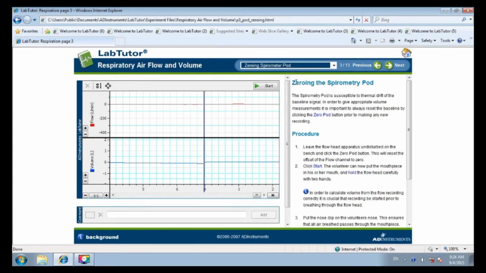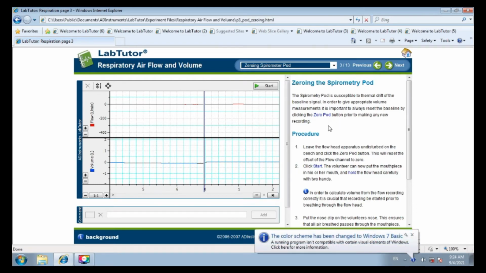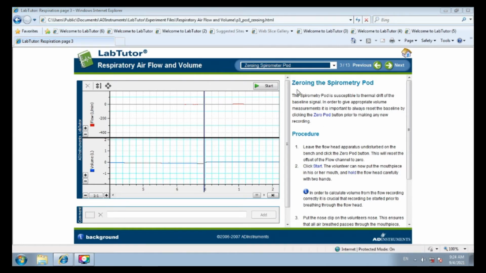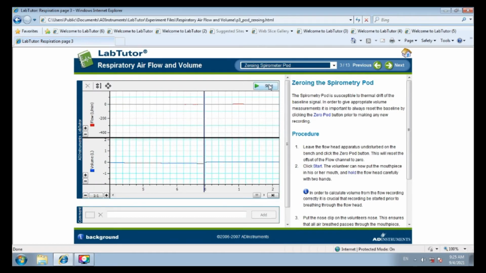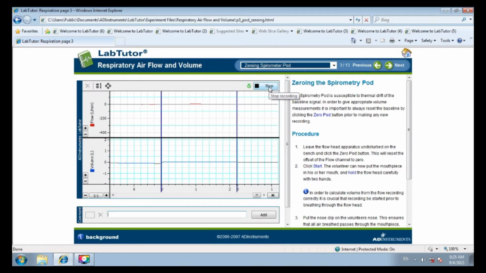At the next page we are seeing the zeroing procedure by the spirometer pod. This is a very simple procedure. We just need to click a single button and it will make our line 0, so that the baseline will come to 0, and we can easily start from the zero recording. It means that the previous recording will be considered as 0. Any wave, any fluctuation will be considered 0, and now we will start from 0, and then we will have the final results.